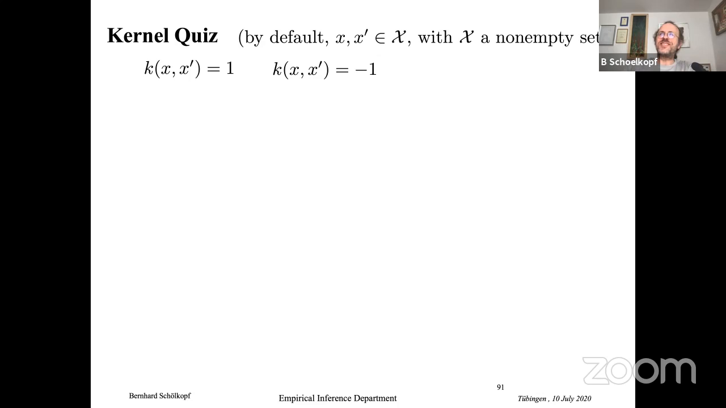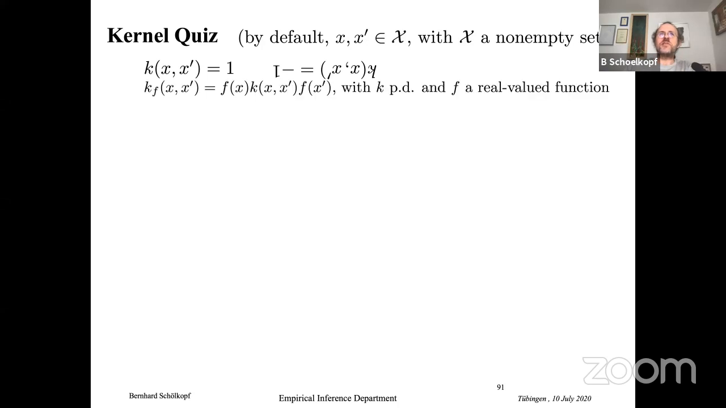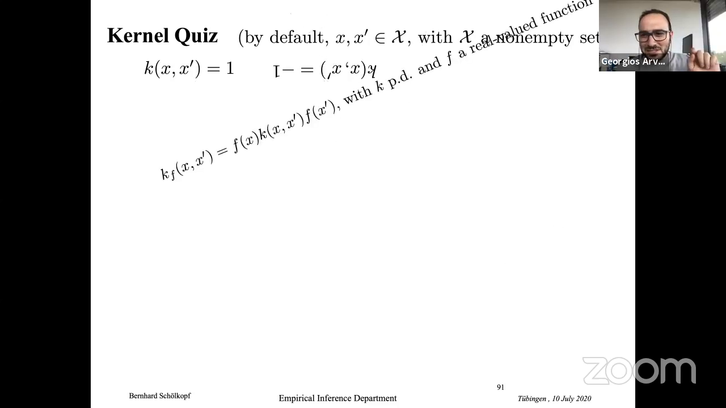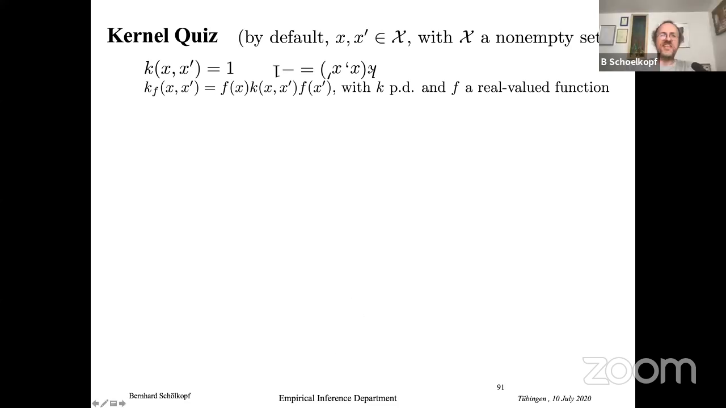Put your votes. Oh, it's not. Okay. What about this one? You have some positive definite kernel, and then you multiply this function from the left and right. It could be a function that's positive or negative. Is this a kernel? 4 people say yes, 6, 7. It is a kernel, yes.